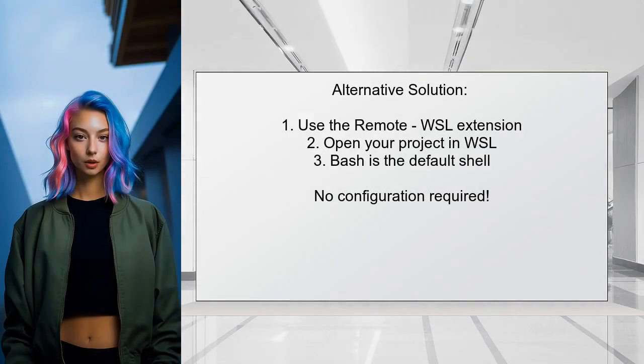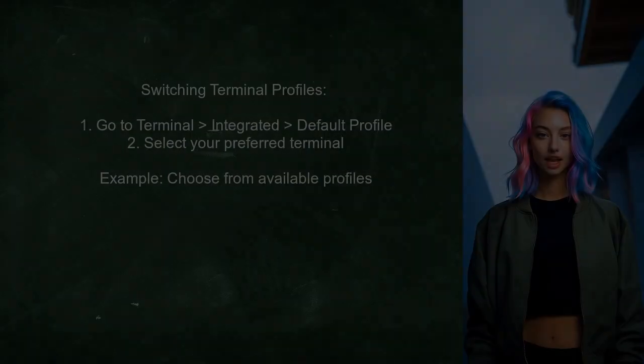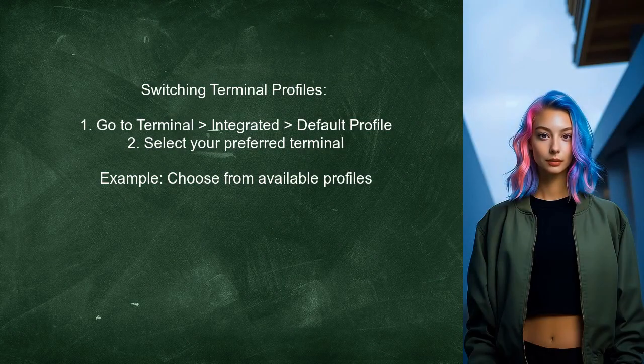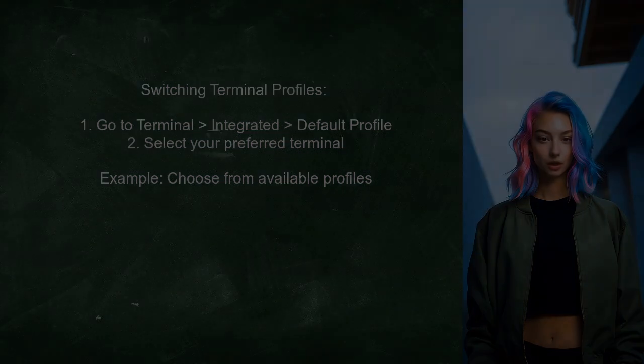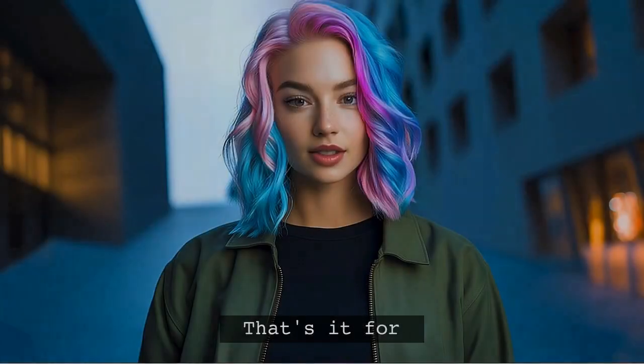An alternative approach suggests using the remote WSL extension in Visual Studio Code. This allows you to work directly in a Linux environment. When you open a project in WSL, it automatically uses Bash as the default shell, so no additional configuration is needed. If you want to switch to a different terminal profile, you can go to the Terminal menu, then Integrated, and select Default Profile. From there, you can choose your preferred terminal. That's it for that response.